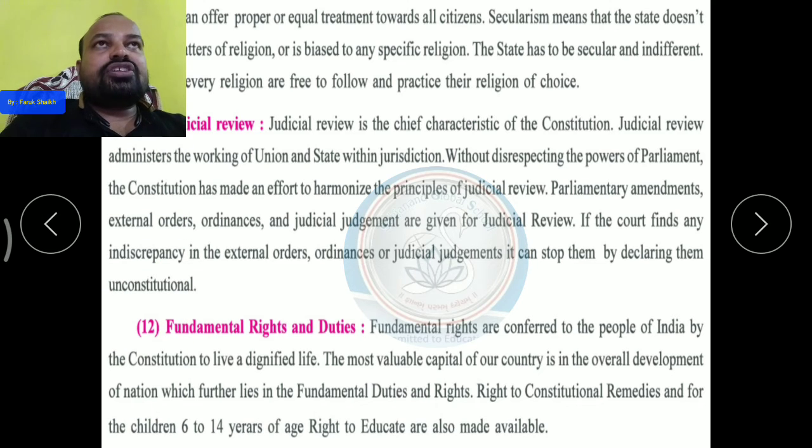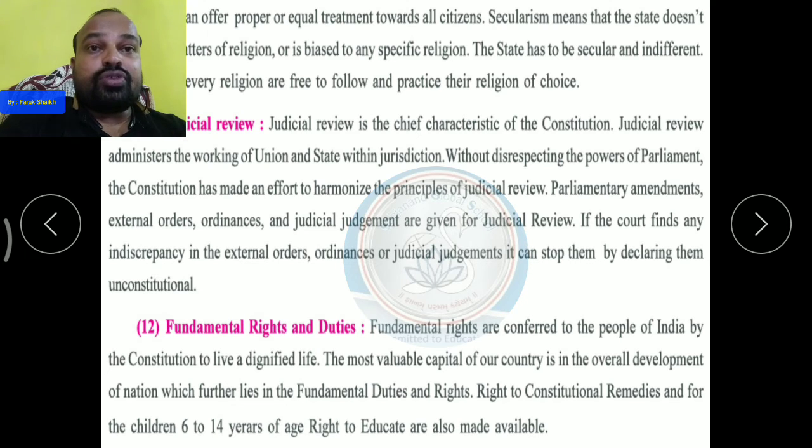Now, fundamental rights and duties. You are all now familiar with our fundamental rights and also our fundamental duties. Fundamental rights are conferred on the people of India by the constitution to live a dignified life. The most valuable capital of our country is the overall development of the nation, which further lies in the fundamental duties and rights. संपत्ति है जो हमारे देश की, it is valuable.